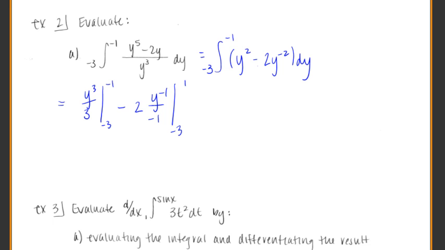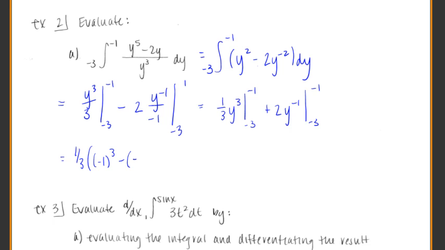Okay, cleaning this up just real quick before we actually go about plugging in our endpoints. Let's write that as 1/3 y cubed, evaluated from -3 to -1. And it looks like here now it's going to be plus 2y to the -1, evaluated from -3 to -1. Okay, so it's 1/3. It's the upper bound, so -1 cubed minus the lower bound, -3 cubed, plus 2. And the upper bound, so -1 to the -1, minus the lower bound, so -3 to the -1.